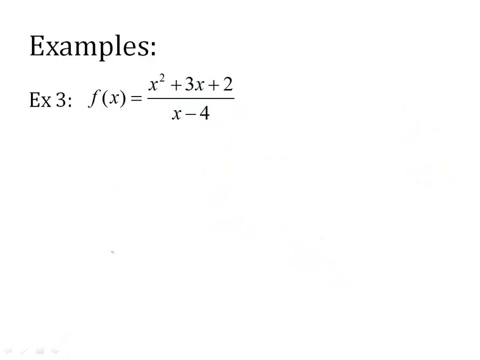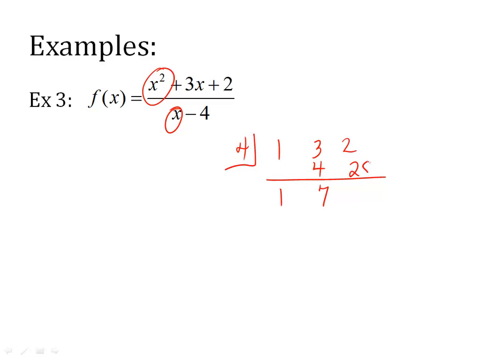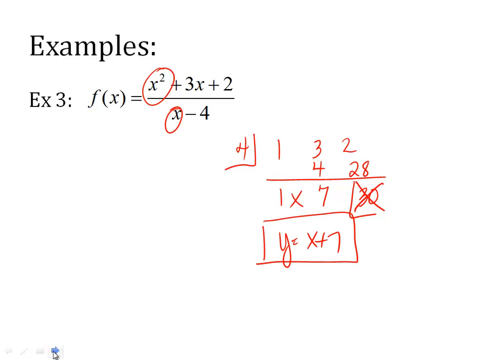Alright, look at this one. It's another BOTN, big on top. Thankfully, the bottom is linear, so I can use good old synthetic. So I use 4, 1, 3, 2, divide it out. 1 times 4 is 4, 3 plus 4 is 7, 7 times 4 is 28, plus 2 is 30. So ignore the remainder, add your powers of x. So y equals x plus 7. There is my oblique asymptote.